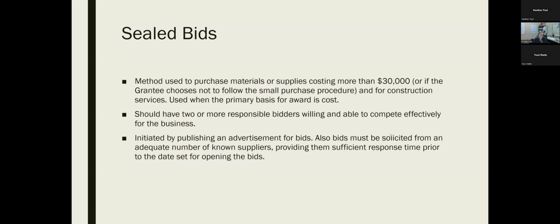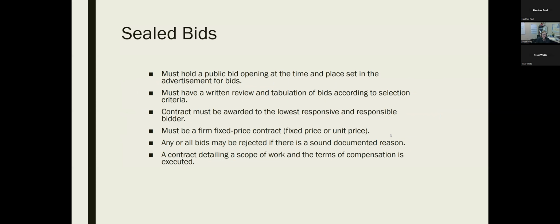This is initiated by publishing an advertisement for bids in your journal or your local newspaper, as put in your procurement policy, hopefully you have one. If you're in Shreveport, it's the Shreveport paper. If you're in Baton Rouge, it's the Advocate. You need to be very specific of where you are going to put the advertisement. You must hold a public bid opening at the time and place set in the advertisement. You have to have written review and tabulation of bids according to the selection criteria. The contract has to be awarded to the lowest responsive bidder. It is a firm fixed price contract, which we'll go over in a second. Any or all of the bids can be rejected if there's sound documented reason to do so. And the contract detailing a scope of work and the terms of compensation is executed.